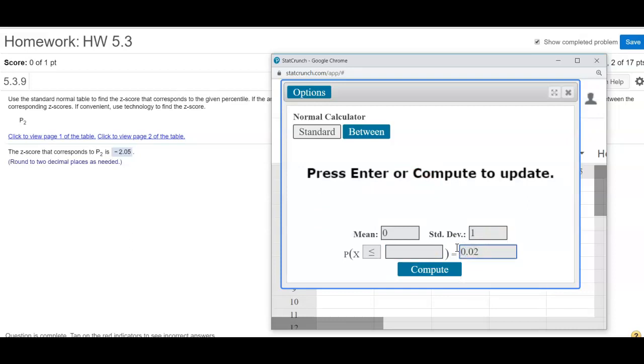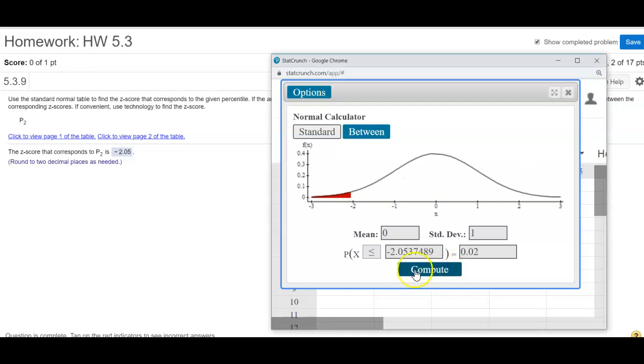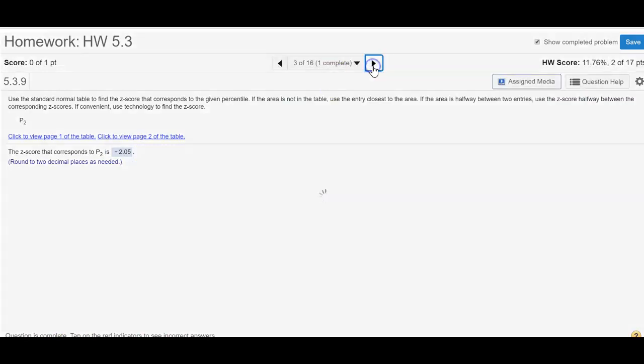0.02, the area is to the left. Remember, I'm trying to find the respective z-score. So I'm trying to find this particular box right here, and I will click compute. So you see that my z-score negative 2.05 matches with the z-score right here. Please keep in mind your area would go right here and your z-score would go in this particular box. All right, let's look at the next problem.